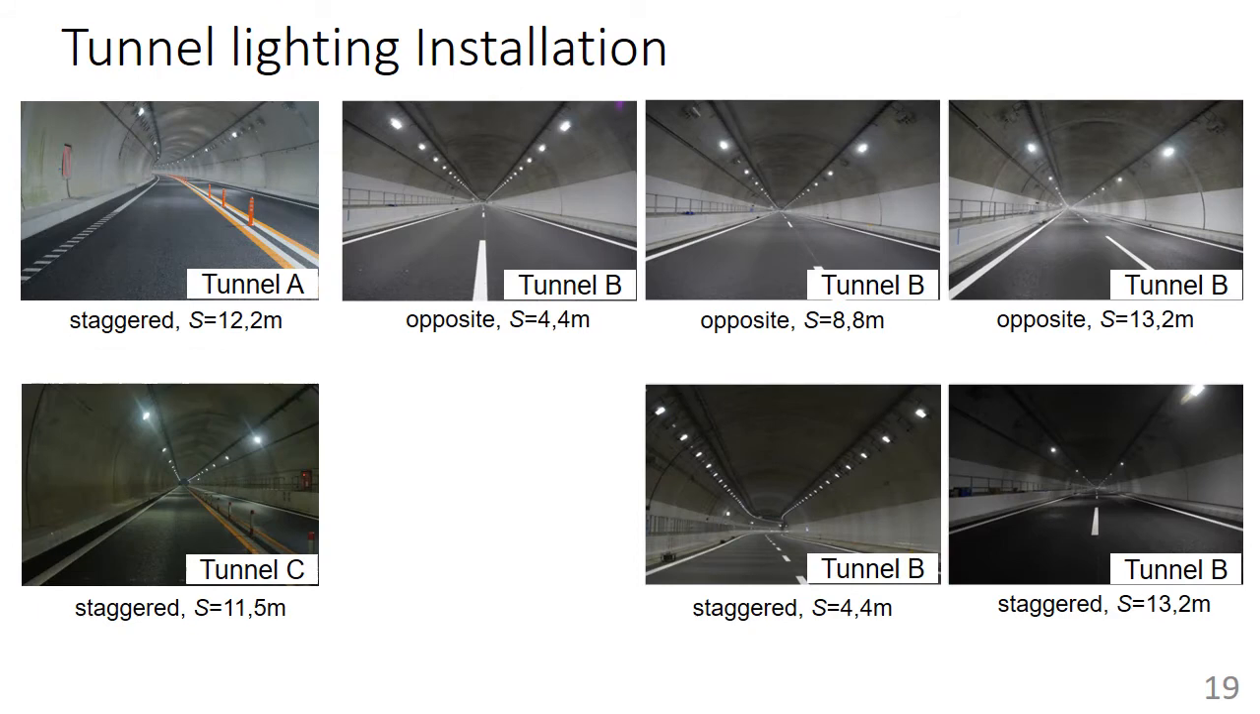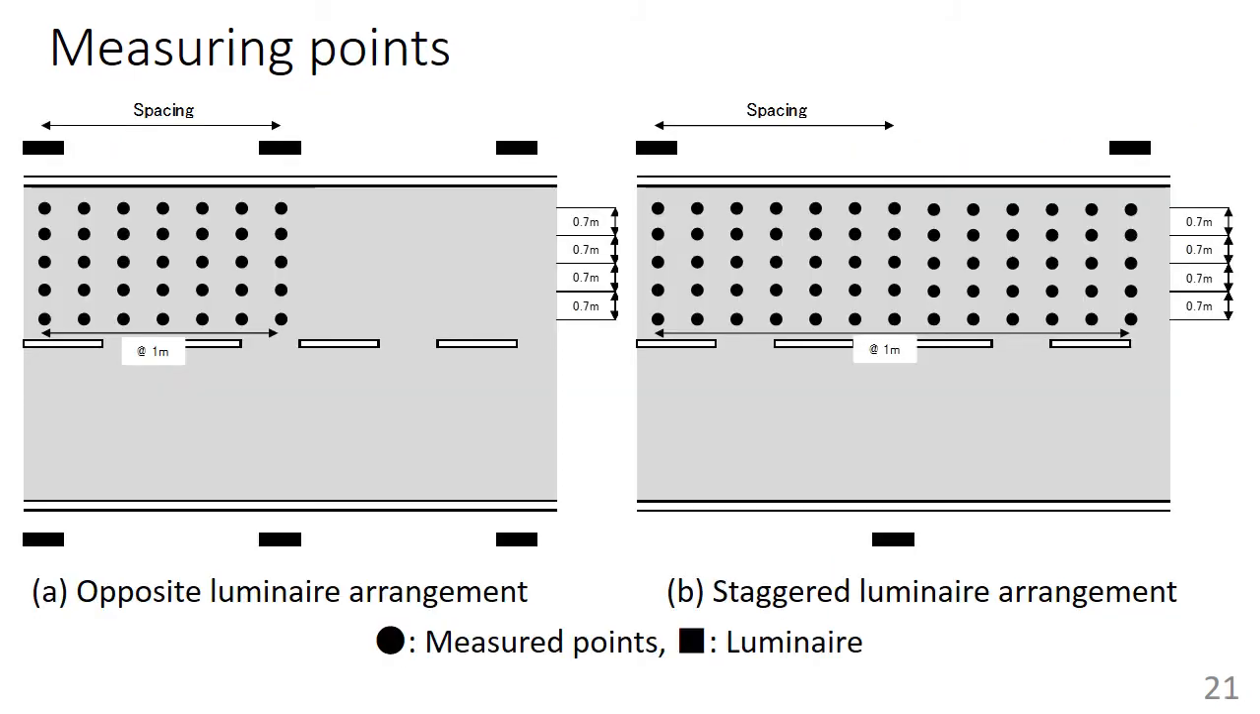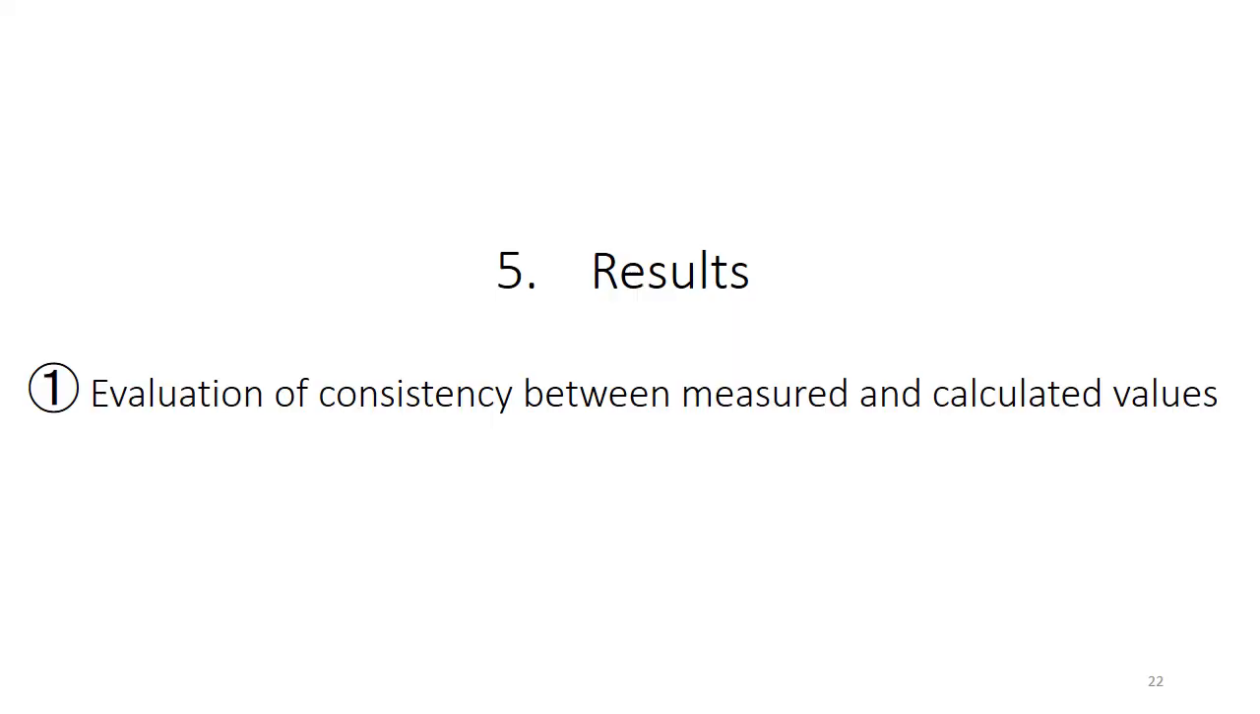These are the tunnels where the measurements were taken. Tunnel B was measured while changing the luminaire spacing and luminaire arrangement. Luminance measurement was performed by fixing a luminance meter with a viewing angle of 0.1 degree at a height of 0.1 meter on the rod and a depression angle of 1 degree. The measurement points are as shown on the slide. Results: we evaluated the consistency between the measured value and the calculated value.